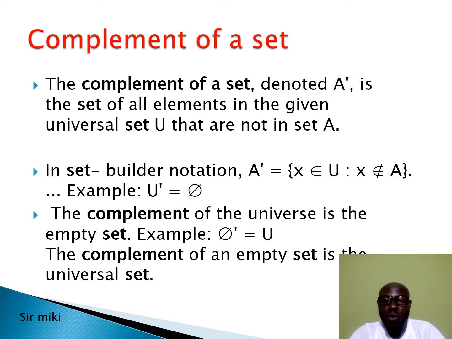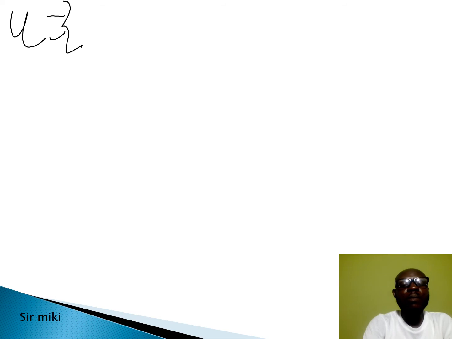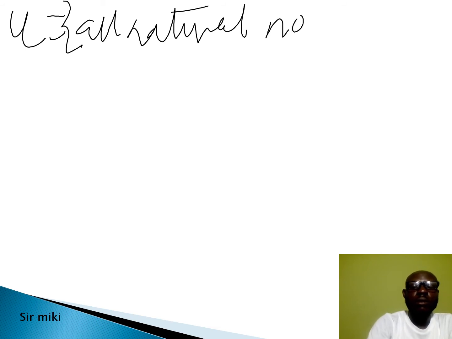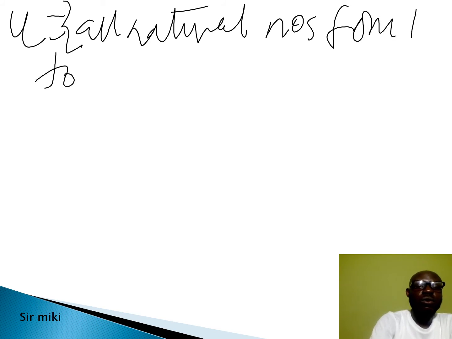So an example, we are saying that U complement equals an empty set, which is a null set. So we are saying that the complement of an empty set is the universal set. Let's try to throw more light on what I have explained. For example, if set U equals, in curly brackets, all natural numbers from 1 to 10.